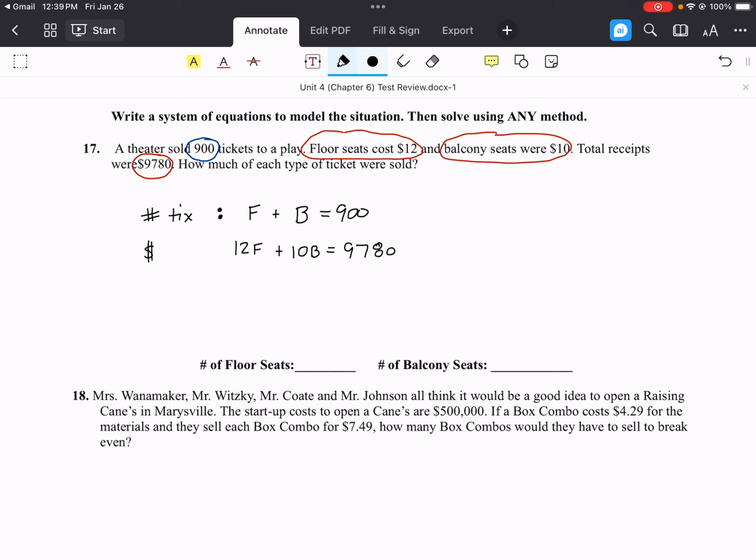These are your two equations. Now, you could use elimination or substitution. The choice is yours. But for me, I think the easiest approach would be to multiply the first equation by negative 10, so that way your B variables would cancel out using elimination. But I'll leave that up to you.